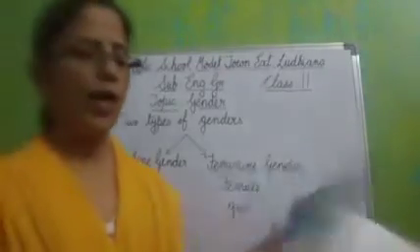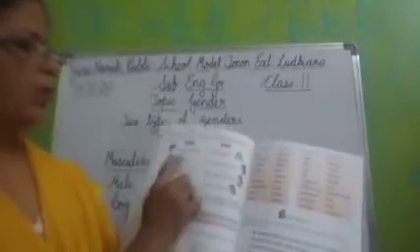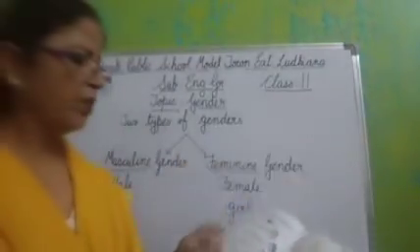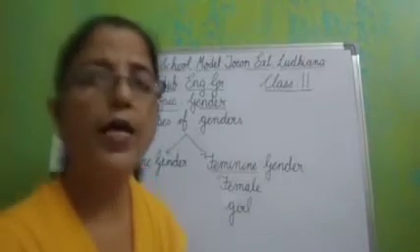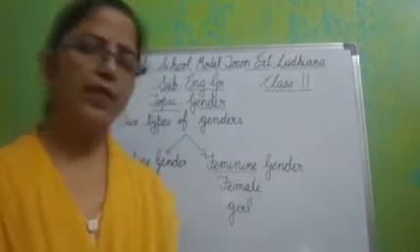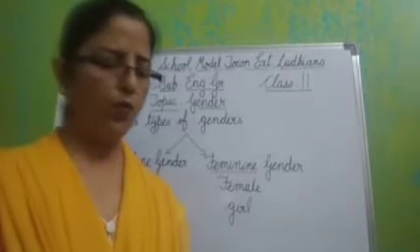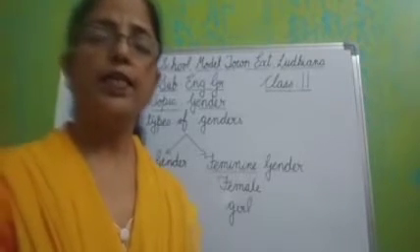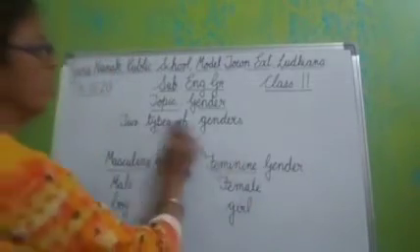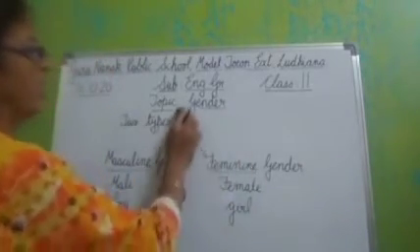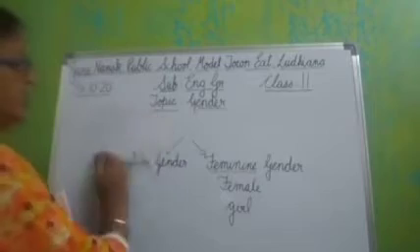Now open your grammar book at page number 22. Now look at this sentence. Sham is my brother. Now in this sentence, brother is a gender. It is a noun but it denotes a gender. That is, Sham is a boy. So brother stands for masculine gender.